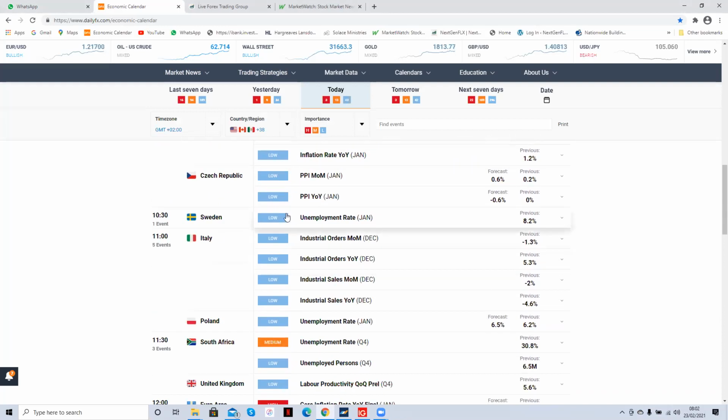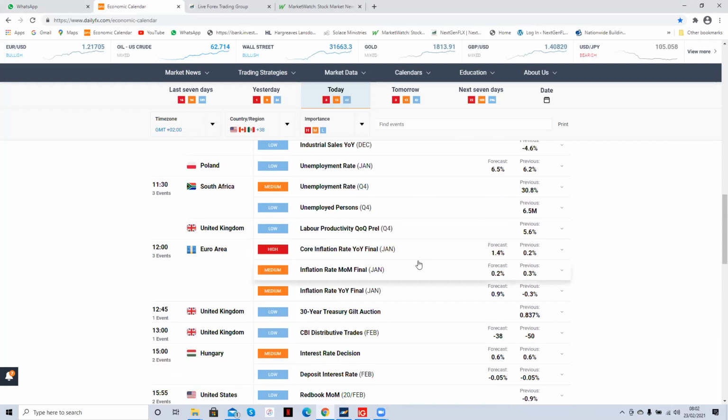We just ignore all the reports of low importance. Then at 12 noon Rwandan time, we have the euro area core inflation rate. And of course, we know the inflation rate report is of very high importance, and we trade in the euro-US dollar. That's going to have a huge impact on the euro and hence the euro-US dollar. So that's at 12 noon.